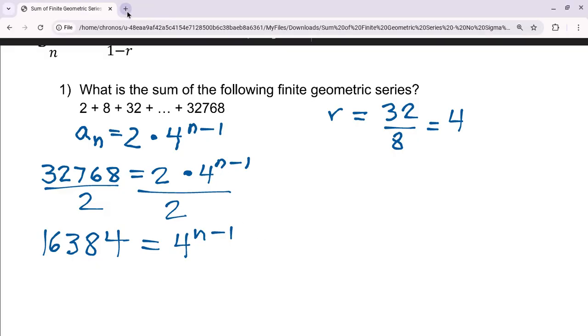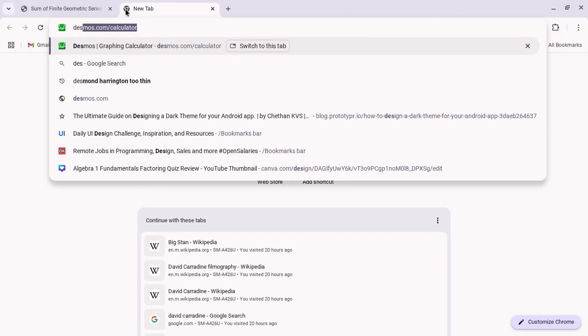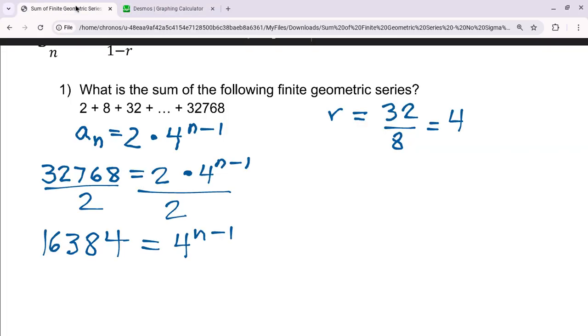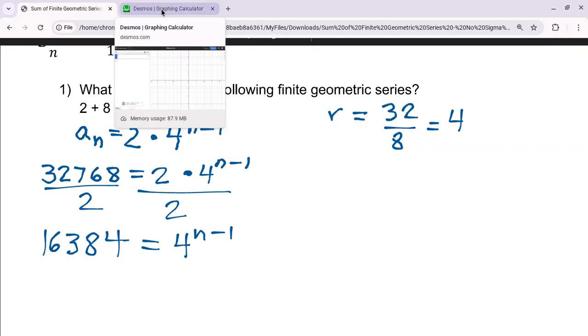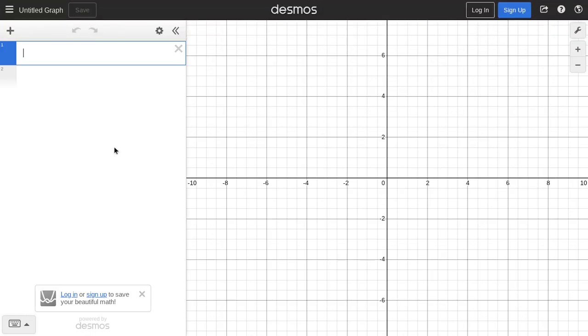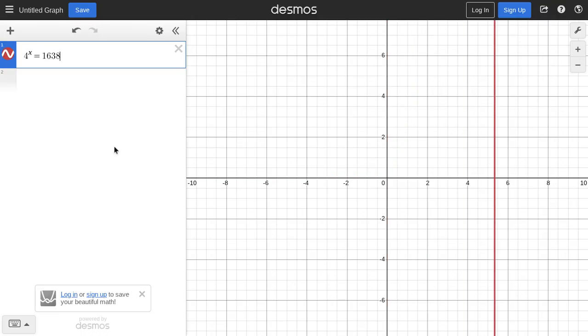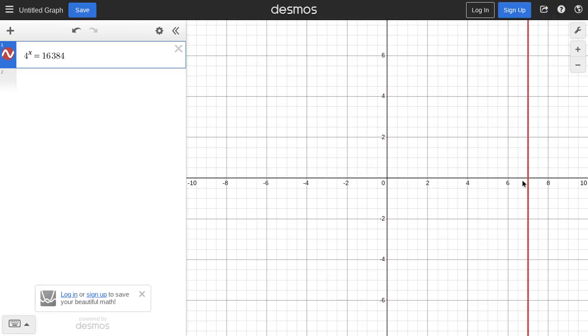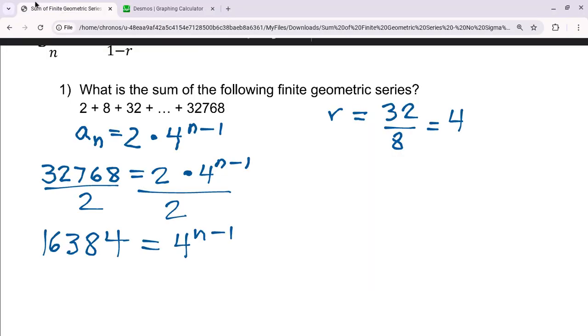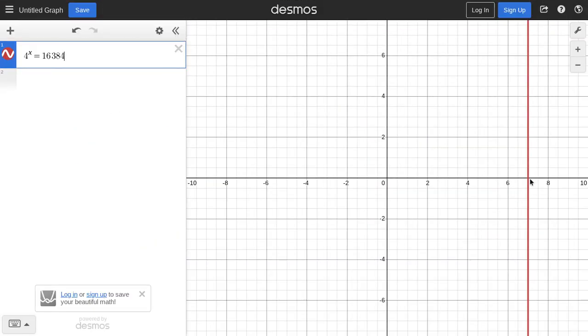So let's go back to Desmos here. What we're going to do is 4 raised to the x power equals 16,384. Okay, just make sure that's right, yep. So that's going to be 4 to the 7th power. You notice that because the red line goes through 7 on the x-axis, so x is 7.